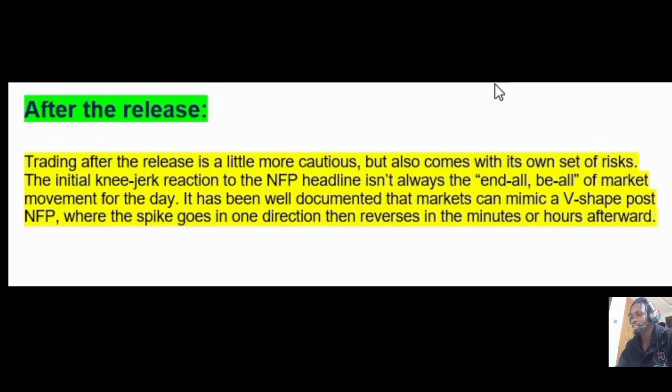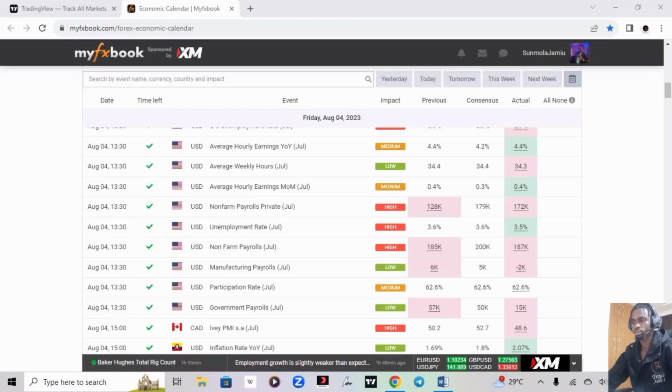After the release, trading after the release is a little more cautious, but also comes with its own set of risks. The initial knee-jerk reaction to the NFP release isn't always the end-all, be-all of market movement for the day. It has been well documented that markets can mimic a V-shape post NFP, where the spike goes in one direction then reverses in the minutes or hours afterward.